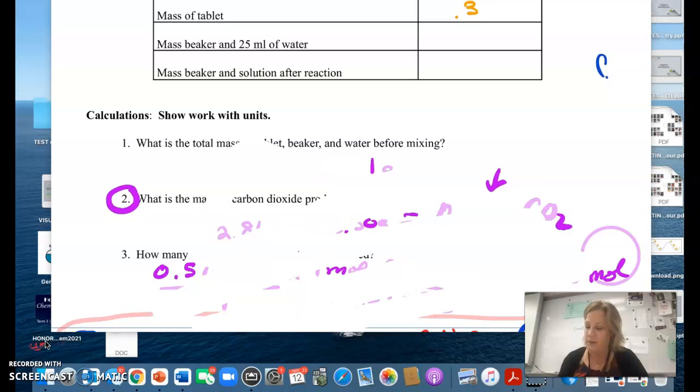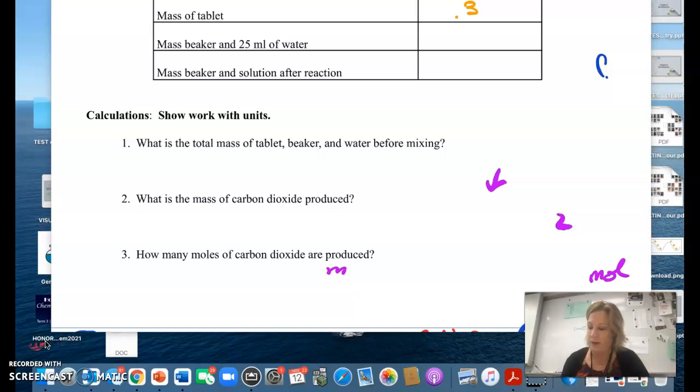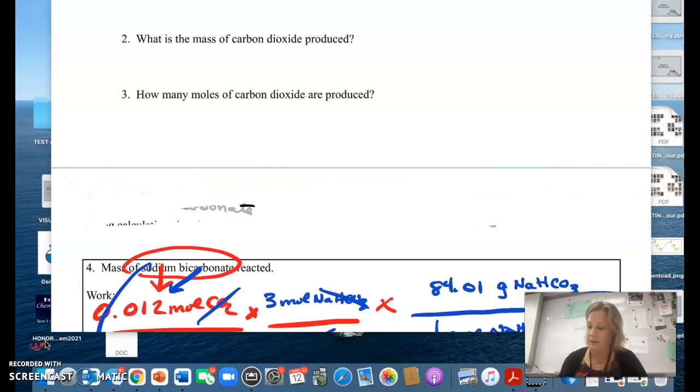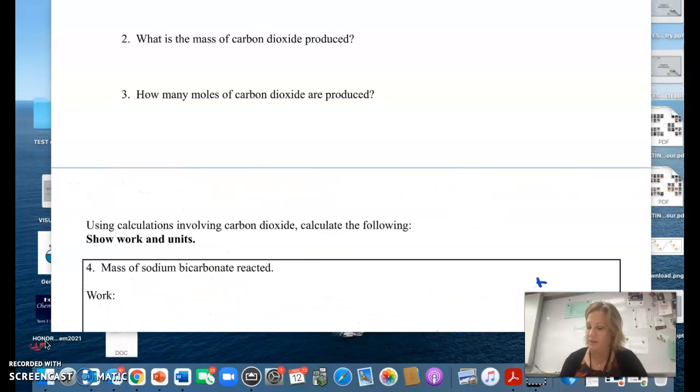It is sodium bicarbonate plus citric acid. Those are your reactants. I'm going to put the reactions on the front of the lab, but it's also helpful to have it on the back. Bicarbonate is a polyatomic ion, plus the citric acid, whose formula is given to you.